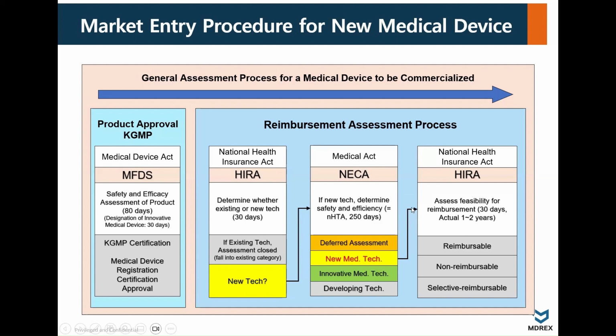However, most of the new technologies and new medical devices do not have robust clinical data. Therefore, they came up with two pathways to allow manufacturers to take some period of time before the new medical technology assessment. Those two tracks are deferred assessment and innovative medical technology assessment. They both require an HTA by NECA in the end. But at the same time, more clinical data can be presented for NECA's review.